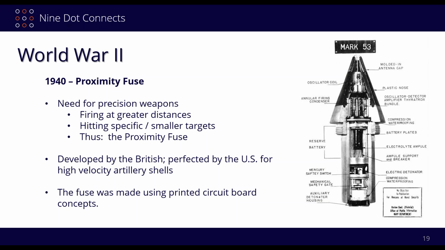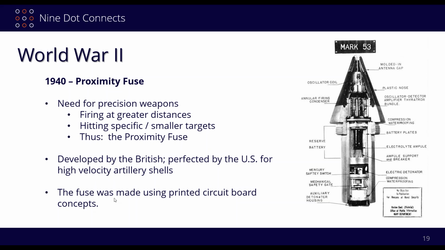Now, you have to remember that during World War II, Hitler basically took over all of Europe, and then he was bombarding London and the British Isles. And so the British had to come up with defensive mechanisms, and one of the things they came up with was the proximity fuse. They did share that with the United States in cooperation, so that they could use our manufacturing to help assist with this. And the United States actually did perfect it for high-velocity artillery shells. And as I mentioned earlier on, the fuse is made using printed circuit board concepts that we know today.